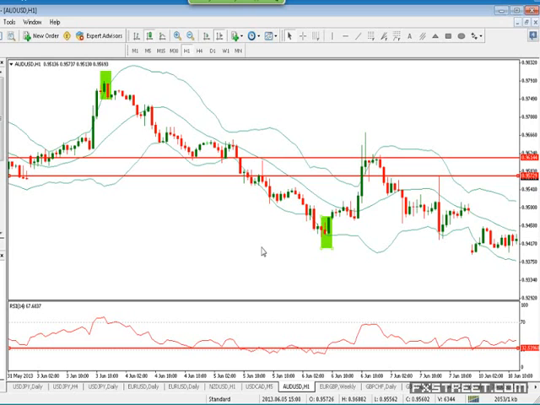Alright, I think that's about it, folks. I think I covered what I wanted to cover, the characteristics of the Bollinger Bands, and how to use them effectively to take a trade.